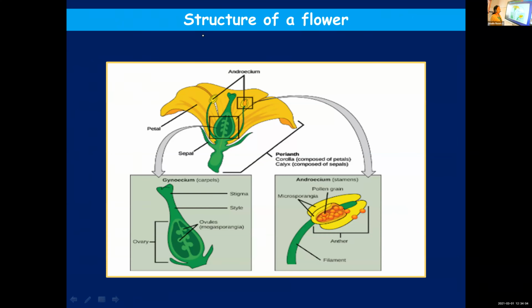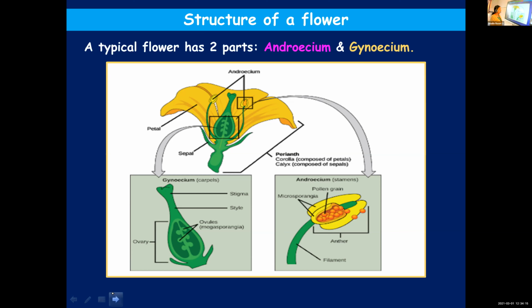A flower has four whorls, but the two major whorls which form the reproductive parts of a flower are androecium and gynoecium. Definitely you have learned that there are four whorls: petals, sepals. But if you just consider the parts involved in the reproductive process, these are androecium and gynoecium. Androecium is the male part of the flower and gynoecium is the female part of the flower.